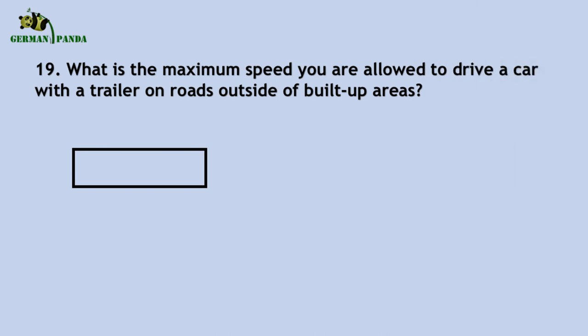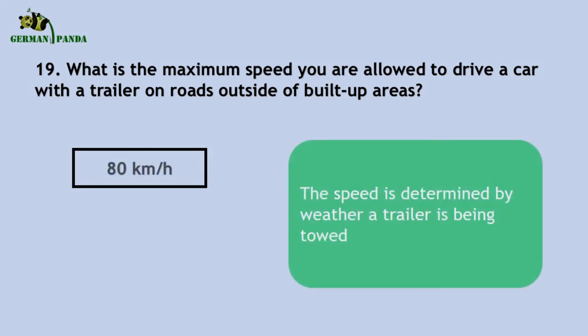What is the maximum speed you are allowed to drive a car with a trailer on roads outside build-up areas? 80 km/h. The speed is determined by whether a trailer is being towed.